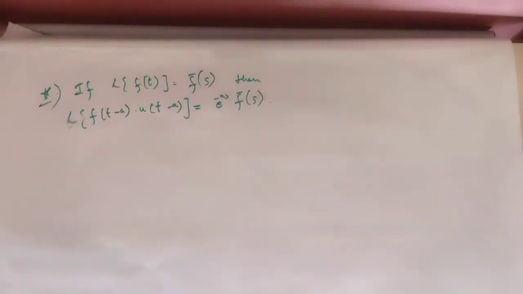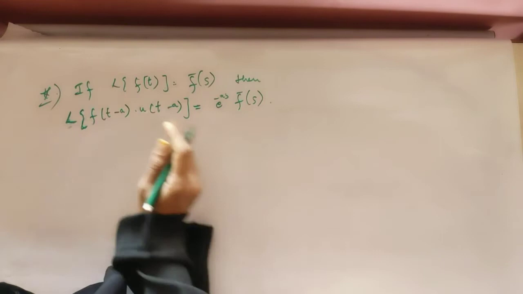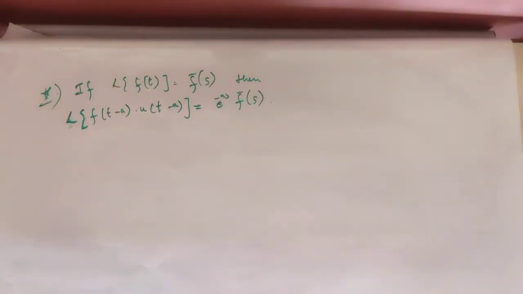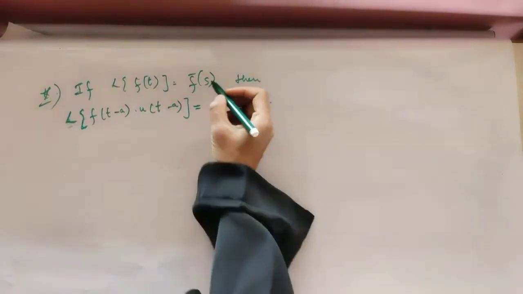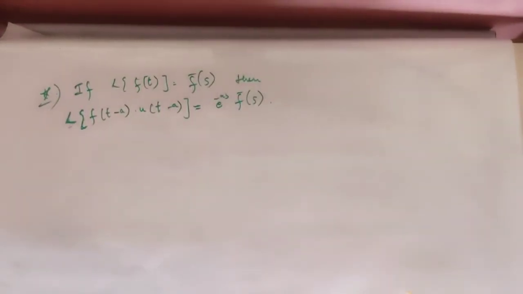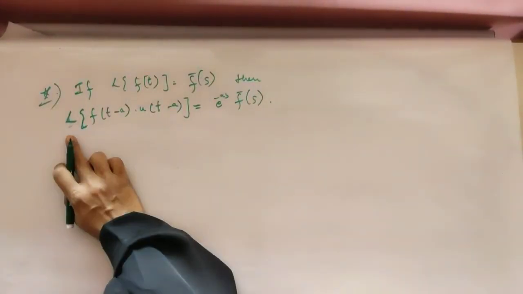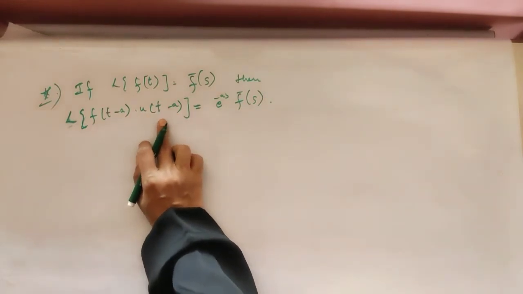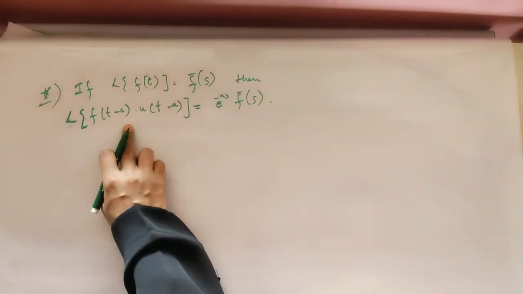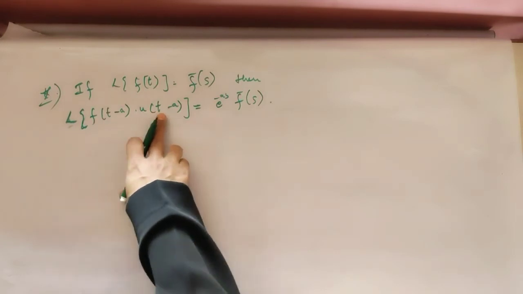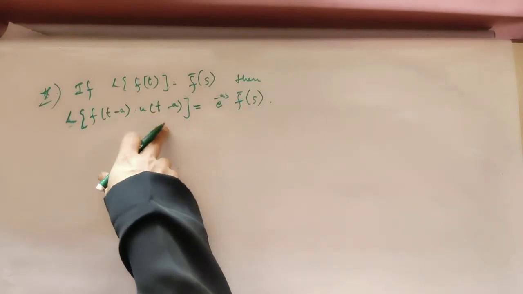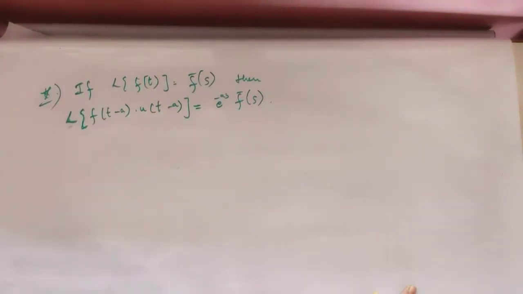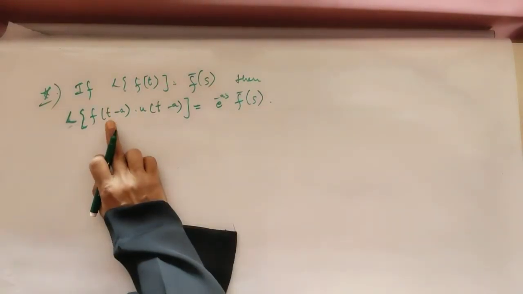So suppose you are having one function f(t) and its Laplace transform, you all know it to be f bar(s), as it is written here. Then the Laplace transform, that is L of f(t minus a) into u(t minus a), the product of these two functions, both should be in the same form. As you write u(t minus a), you should write f(t minus a). It should not be f(t), it should be f(t minus a) only.